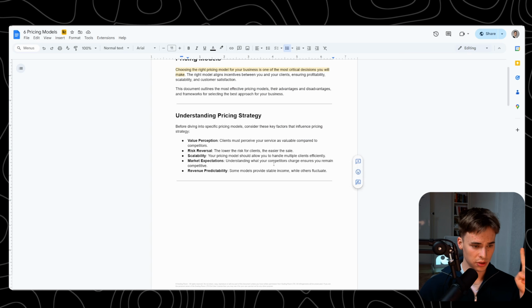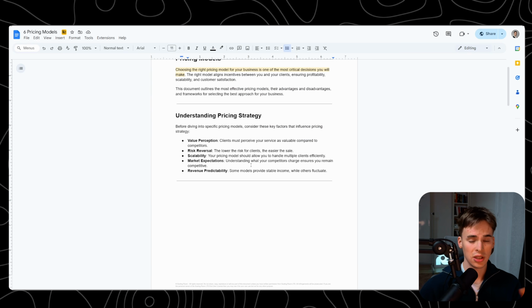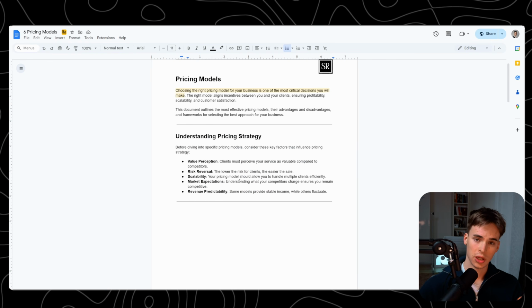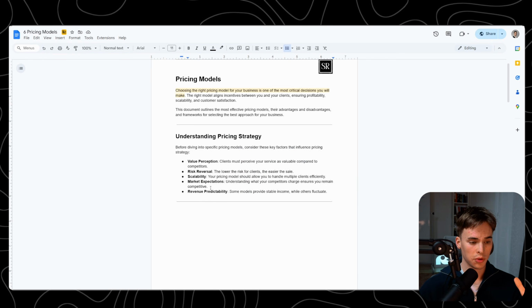Next is number two, risk reversal. Lower the risk for the client, easier to scale, right? I'm going to show you what this means in a sec as well, and how you can apply it to your offers. Number three is scalability.